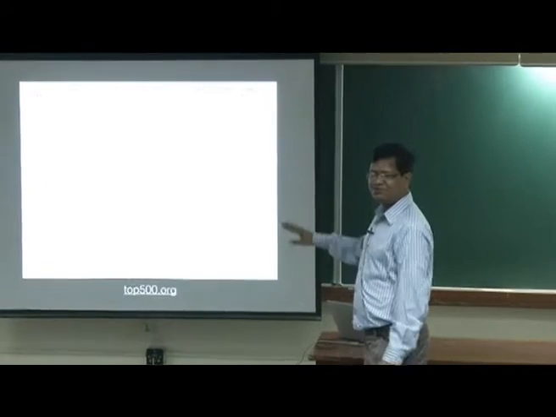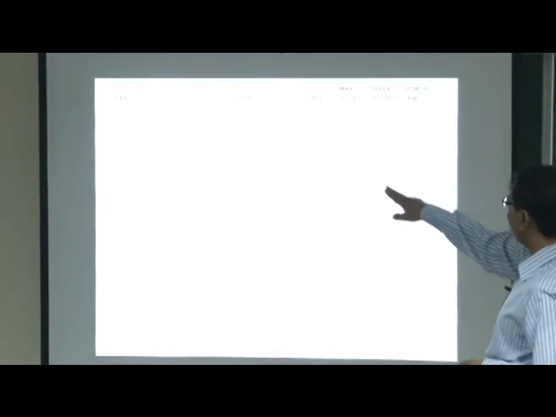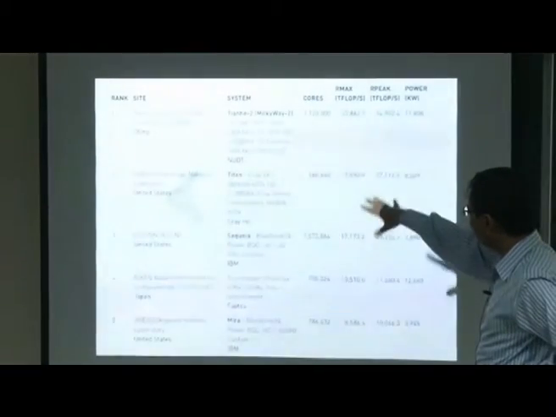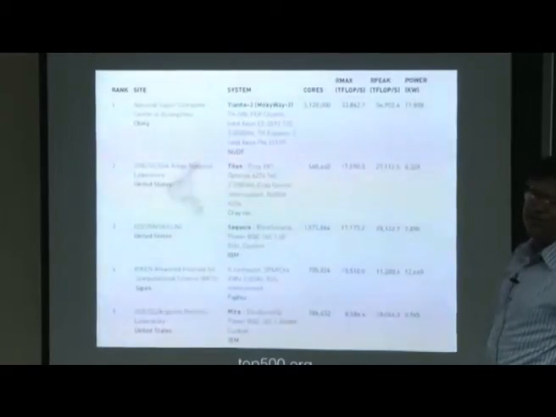I hope this is visible, it's not very clear. China has the topmost machine, number 1, and how many cores does it have? Don't worry about what is written inside there, it is 3 million. So 3 million is a big number, 3 million cores sitting there. What is the peak rating of this? It is 33 petaflops. So it's 100 times faster than our machine.